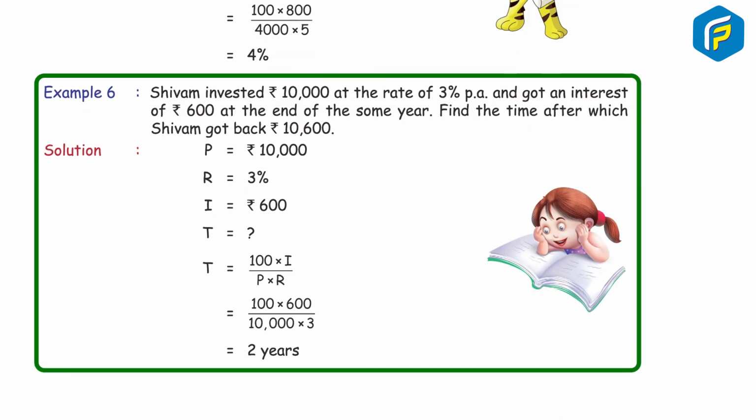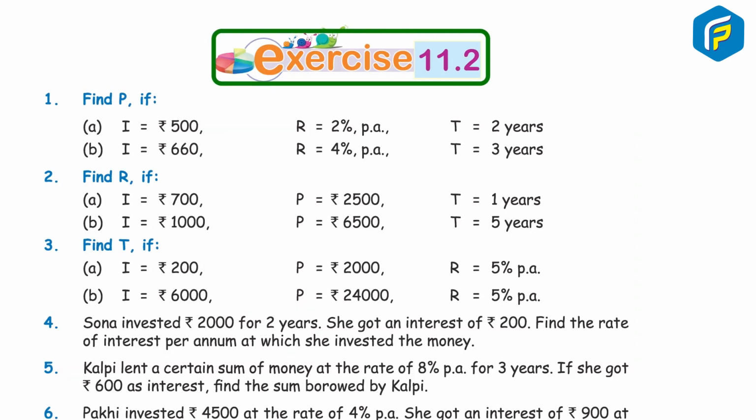Example 6. Shivam invested rupees 10,000 at the rate of 3% PA and got an interest of rupees 600 at the end of some years. Find the time after which Shivam got back rupees 10,600. Solution: P equals rupees 10,000, R equals 3%, I equals rupees 600, T equals 100 into I upon P into R, equals 100 into 600 upon 10,000 into 3, equals 2 years. Exercise 11.2.